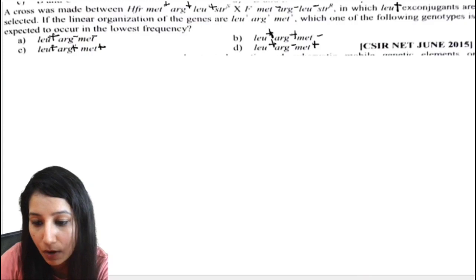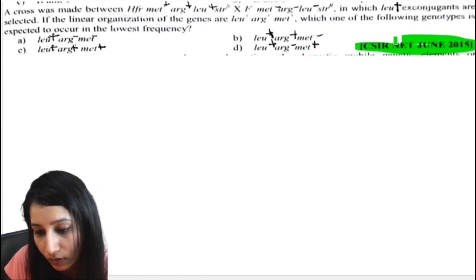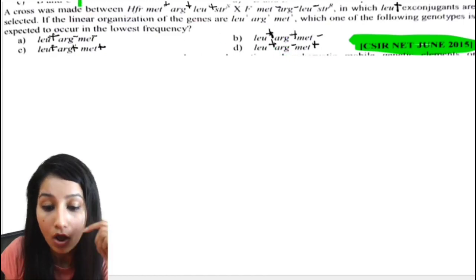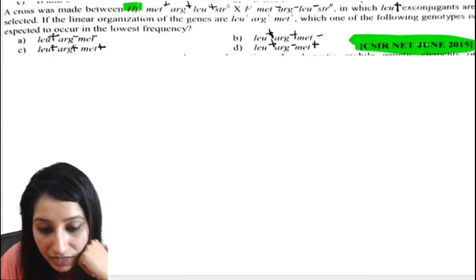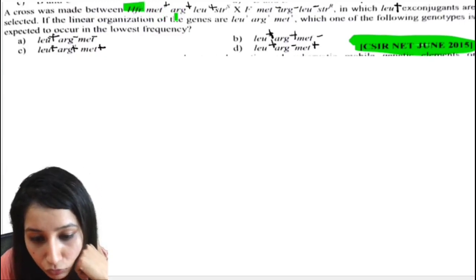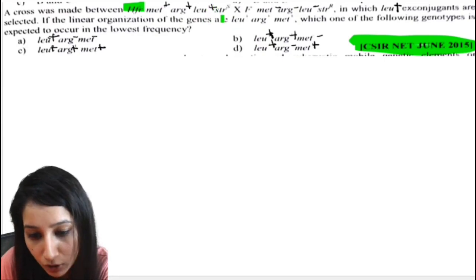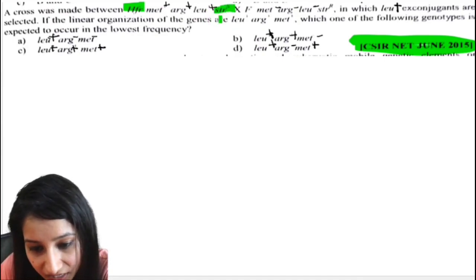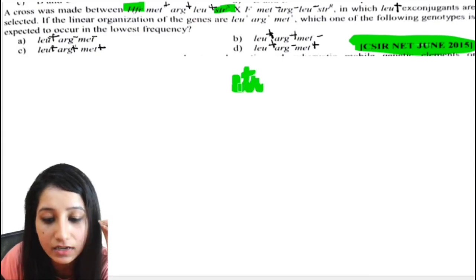The next question is from the year 2015. It is a question of CSIR NET from June 2015. The question is saying that a cross was made between an HFR strain that is methionine positive, ARG positive, LEU positive, and STR sensitive and resistance. I have told you that it is streptomycin sensitive.